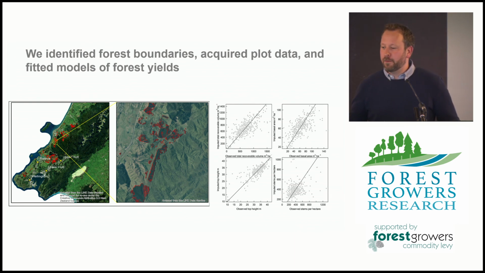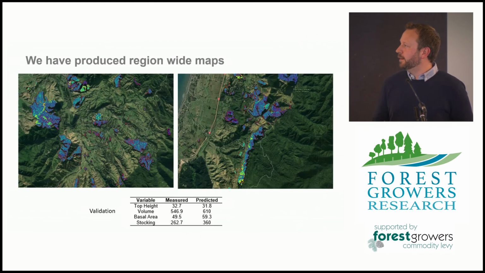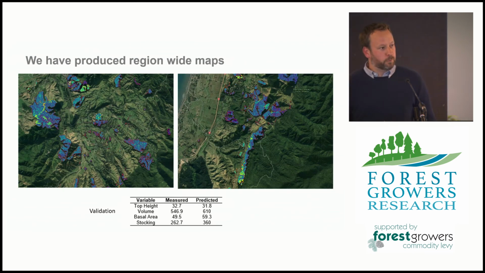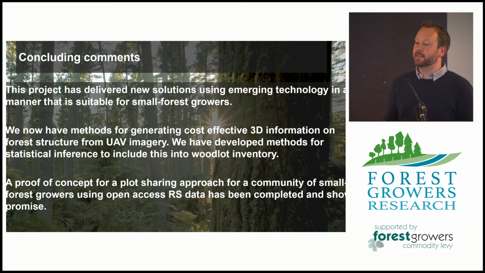We were able to identify forest boundaries, acquire a network of plot data, and fit models of forest yields. Even in this proof of concept stage, they look quite promising. We were able to produce region-wide maps of forest yields, log product volumes, and all things that might be useful to foresters, and the validation suggests that it seems to be working reasonably well.